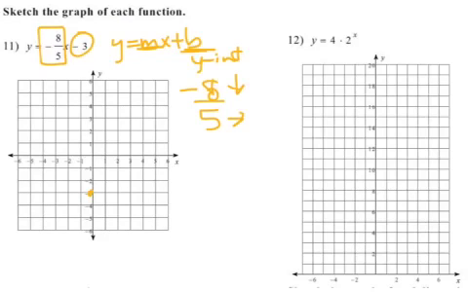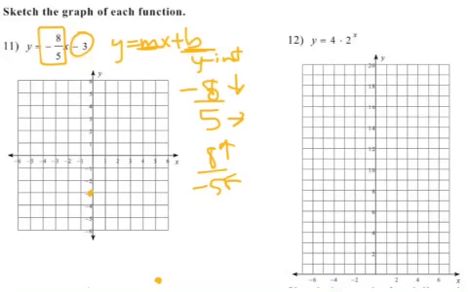Okay, so I could try to go down 8. 1, 2, 3, 4, 5, 6, 7, 8. To the right 5. Looks something like that. I can also swap out that negative for the bottom, and then I'd go up 8 and to the left 5. I'd go opposite, which is basically the same thing.